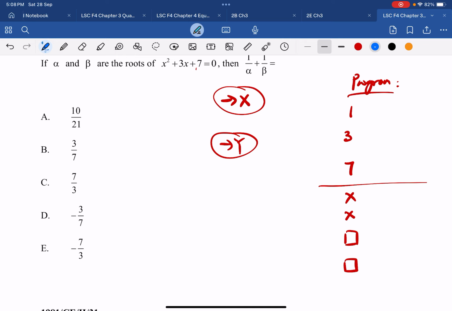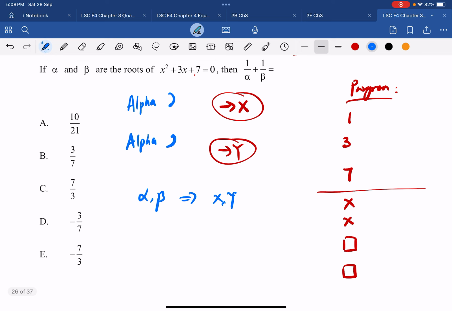So how do you press X? Look at the calculator. If you press alpha and then close bracket, it will show X. And if you press alpha and then the comma, it will give you Y. Unfortunately I don't have the calculator here, so it's a bit abstract, but I'll try to explain clearly. So alpha and beta are now stored in X and Y. They ask you to find 1 over alpha plus 1 over beta, so you just press 1 over X plus 1 over Y, then you will find the answer.